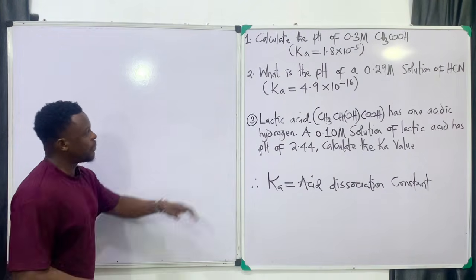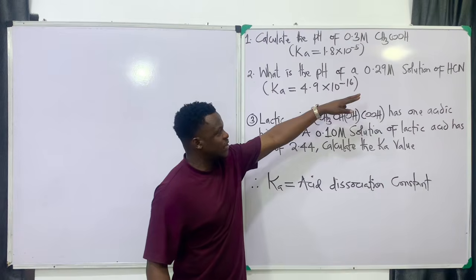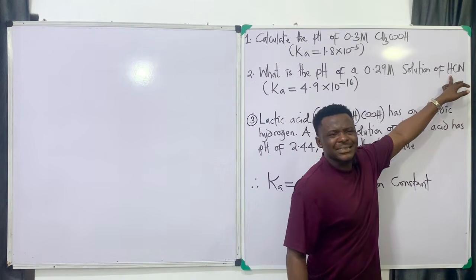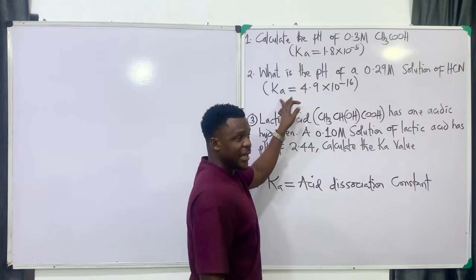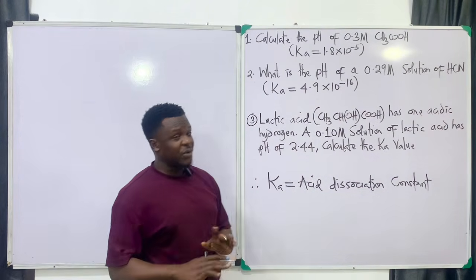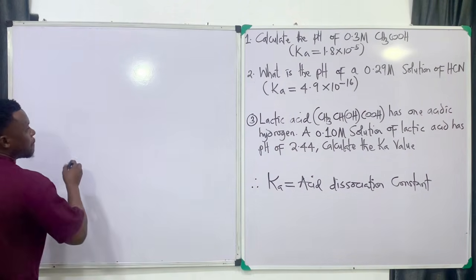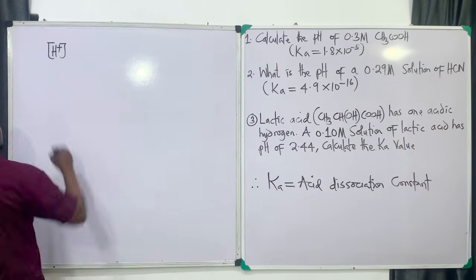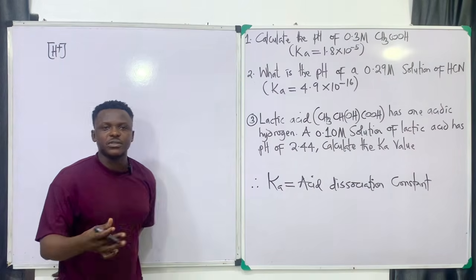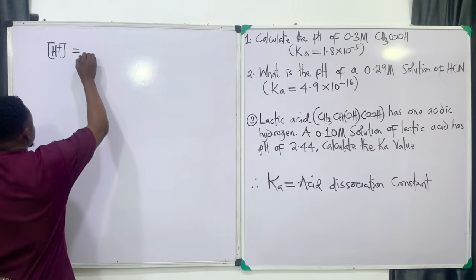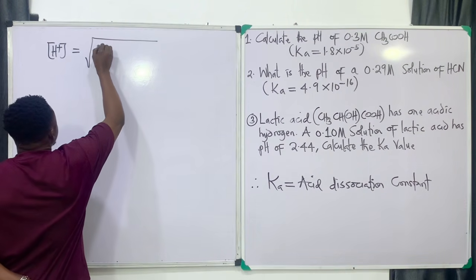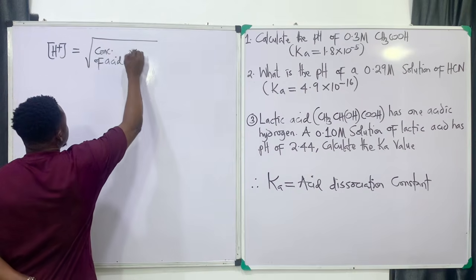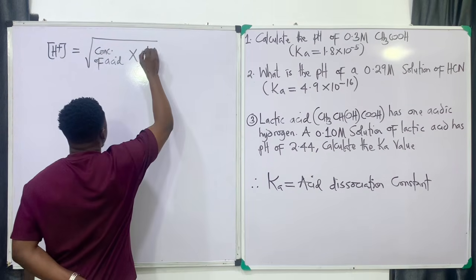You're asked to solve for the pH of a 0.29 molar solution of HCl. I am not interested in the type of weak acid that is. As long as I've gotten my Ka, the formula for the weak acid is irrelevant. So I'll say, how do I get my H plus? Because for me to solve for pH, I need my H plus. So H plus is equal to the square root of concentration of acid times Ka.